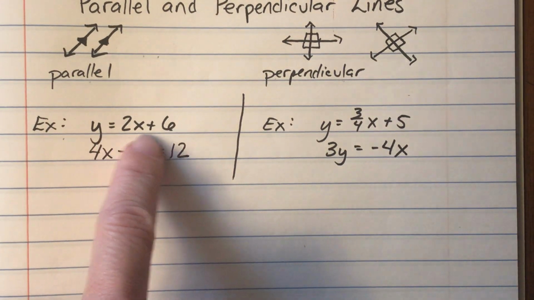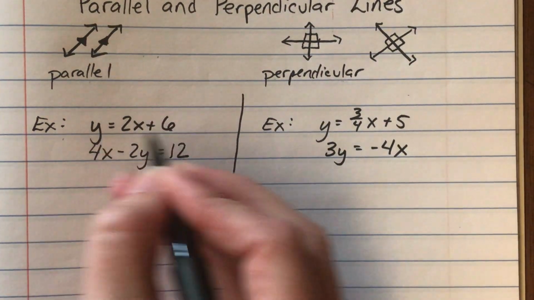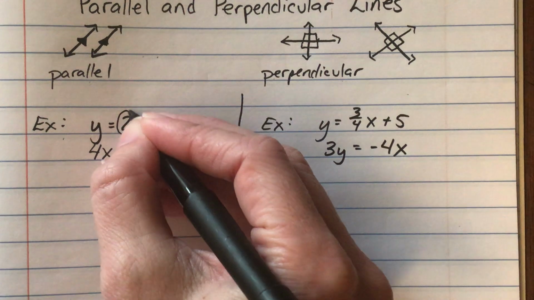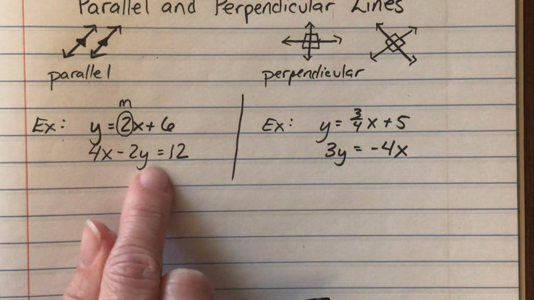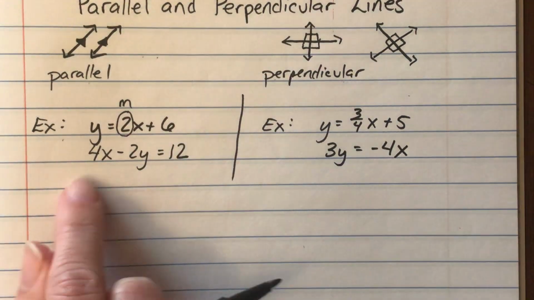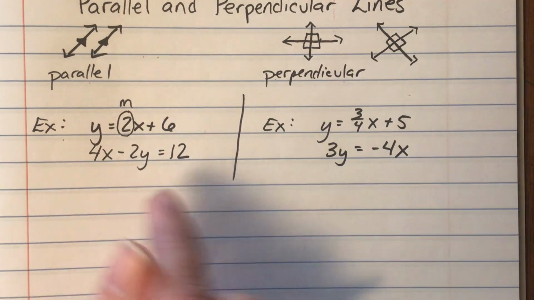So we've got y is equal to 2x plus 6. The first thing I want you to notice is, what is the slope in this first equation? The slope, remember, is right in front of the x. That's the m value. The slope here is 2. All right, do we know the slope in this equation yet? No, we do not. We have to have it in y equals mx plus b before we can actually figure out what the slope is.